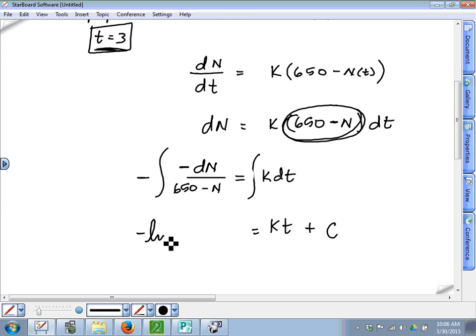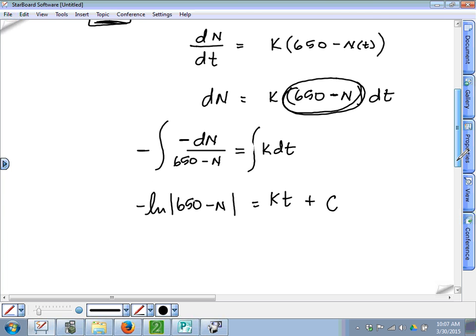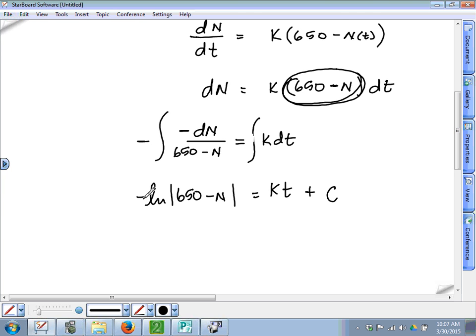Okay. So this is going to be negative natural log of 650 minus N. I'm going to move the minus sign from the natural log over to the kt, just by dividing by a negative sign. C is just a constant, so a negative constant is the same as a positive constant.